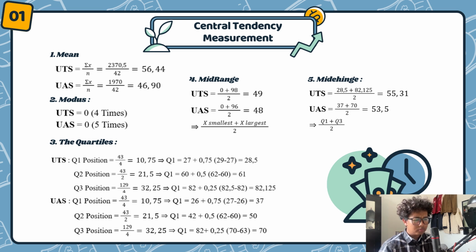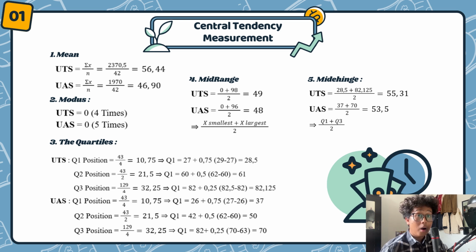So first, we have to calculate the mean. What is the mean actually? So the mean is basically the average of a data set. The average is calculated from summing up all of the values that are available in the data and then dividing it by the number of data available. So for the midterm tests, we actually got the average of 56.44, and for the final test, we got the average of 46.9.